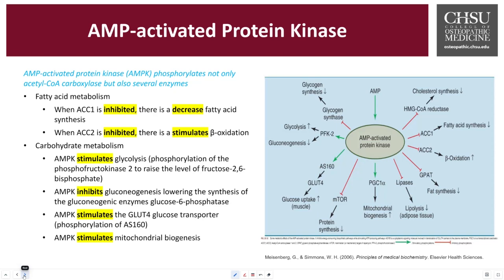So in summary, AMP-activated protein kinase phosphorylates not only acetyl-CoA carboxylase, but also other enzymes involved in fatty acid metabolism and even carbohydrate metabolism. AMPK can inhibit ACC1, thereby decreasing fatty acid synthesis, and activate ACC2, promoting beta-oxidation. It can also stimulate glycolysis. It can also inhibit gluconeogenesis. It can also boost up GLUT4 glucose transporters on the cell membrane.